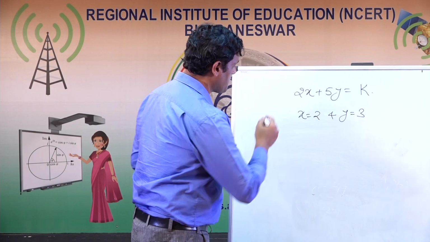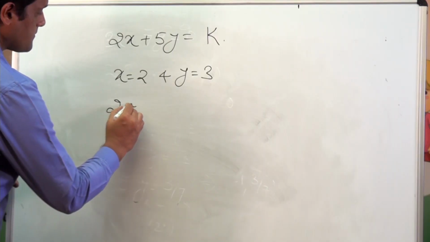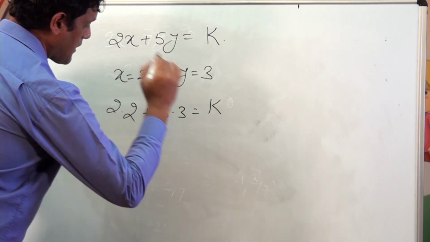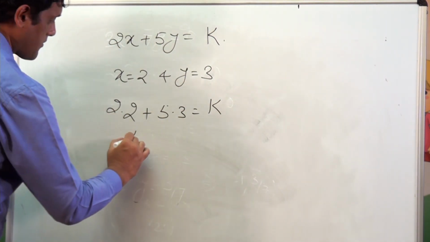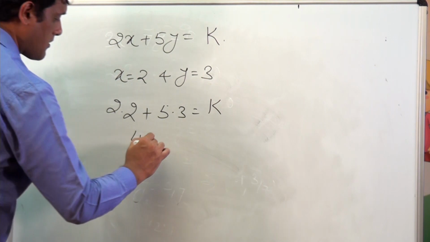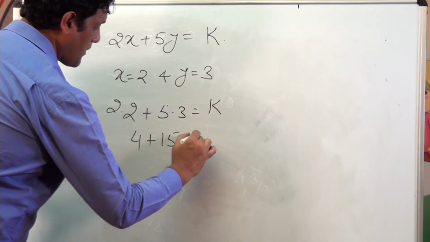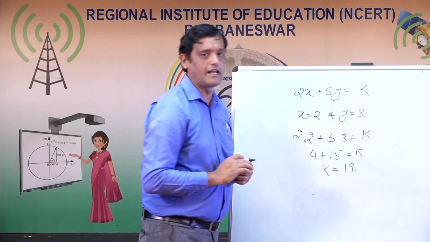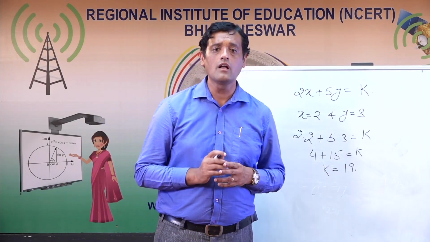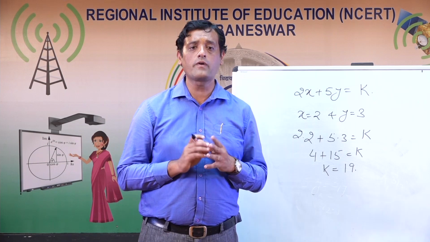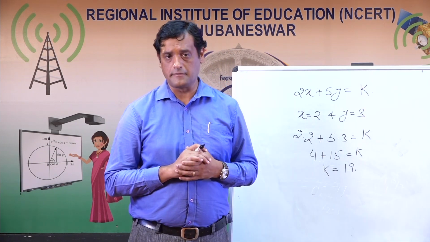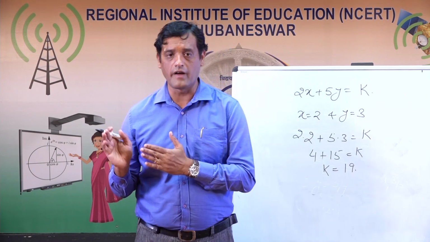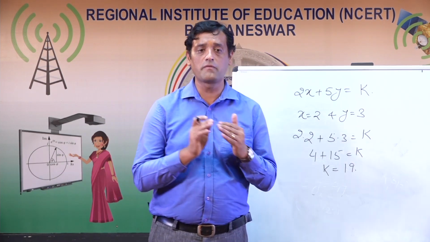So we just simply put 2 into 2 plus 5 into 3 equal to k. Then this is 4, this is 15, equal to k. So k equal to 19. So the value of k is 19 here. This is an interesting problem in which you just find out the right hand value. So a different kind of problem we have done.